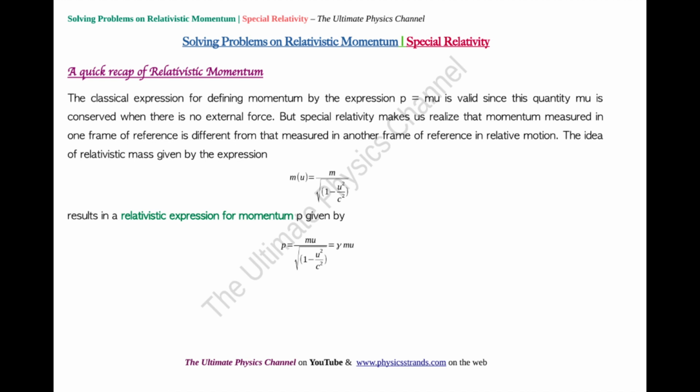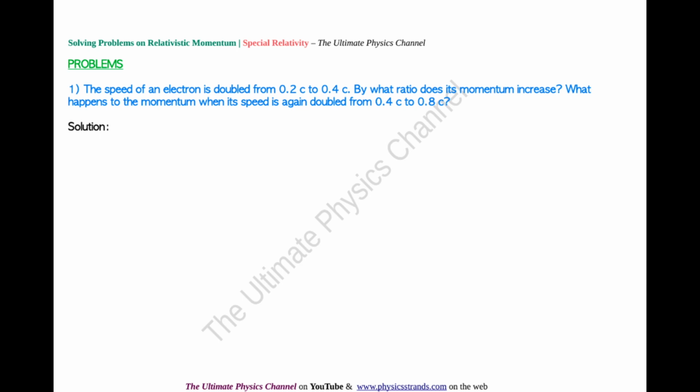Therefore, we need a relativistic expression for momentum, which is given by m as a function of u. That is, mass itself is changing with velocity according to special relativity. Therefore, mass as a function of u is equal to m over square root of 1 minus u squared over c squared, which is relativistic mass. Accordingly, the relativistic expression for momentum P is P equal to mu over square root of 1 minus u squared over c squared, which can also be written as gamma times mu. Let's try to solve problems based on this expression.